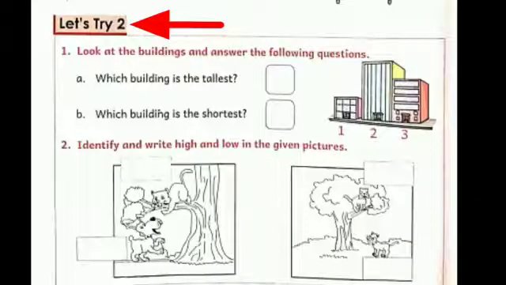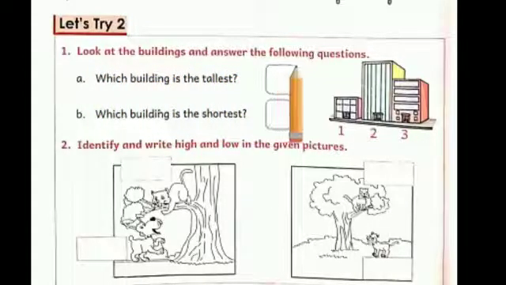Let's Try 2. Look at the buildings and answer the following questions. A part. Which building is the tallest? Look at the picture. Yes, the second building. So, write here 2. See next. Which building is the shortest? Look at the picture again. First building. So, write here 1.